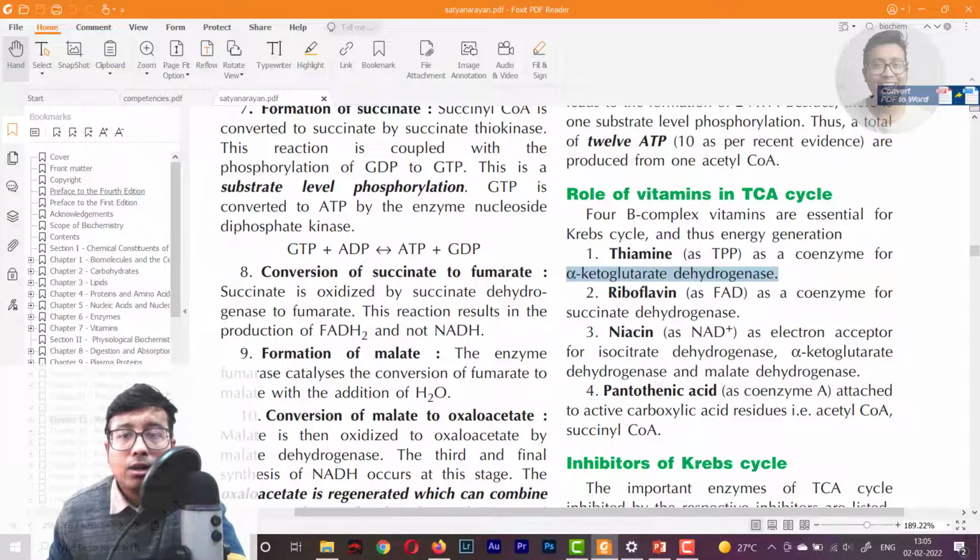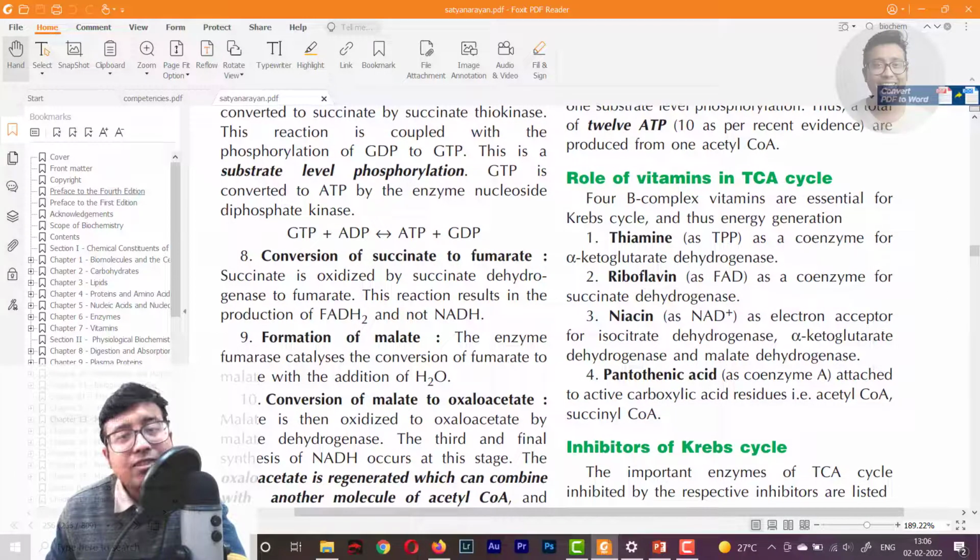FAD is also a cofactor of succinate dehydrogenase. FAD is vitamin B2, that is riboflavin. Niacin again, NAD: all dehydrogenases are NAD dependent. And pantothenic acid, that is coenzyme A, is also involved. So these 4 vitamins are involved. So just tick this and write oral or viva.